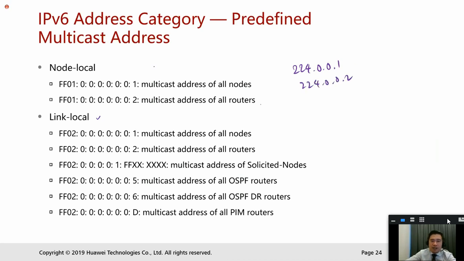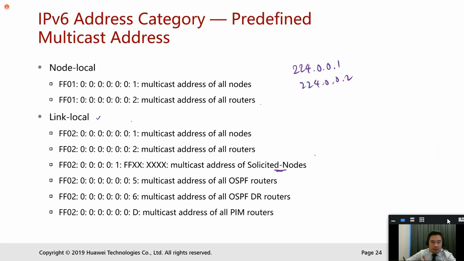Just that the location, the scope, is different on the node-locals and on the link-locals. This is the multicast address for all nodes or routers within the link-local scope, and we have FF02:0:0:0:0:1:FFXX:XXXX. This is the solicited-node multicast address.